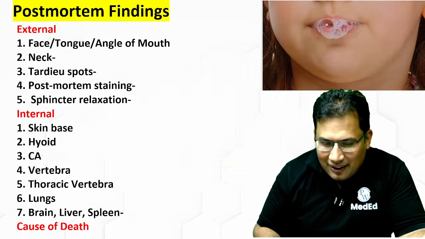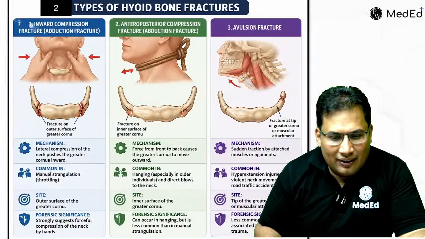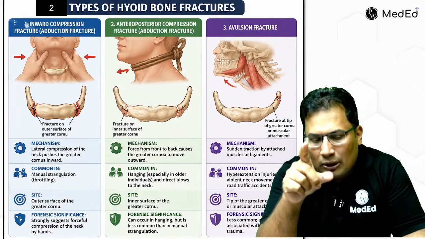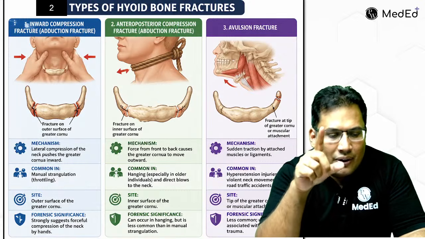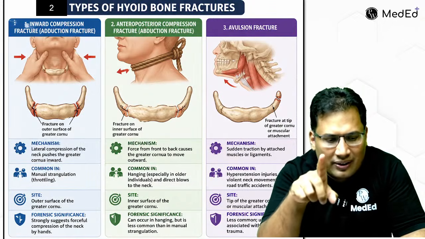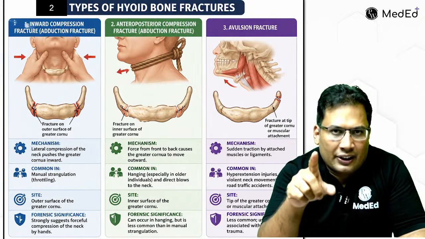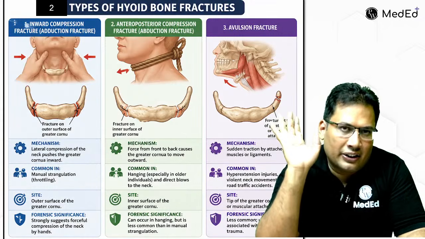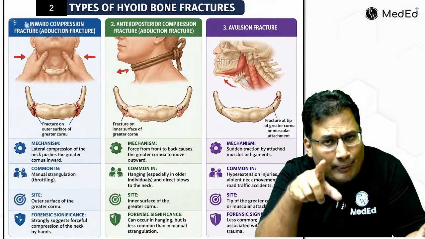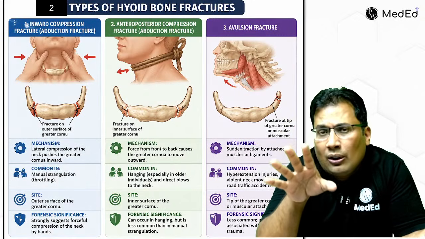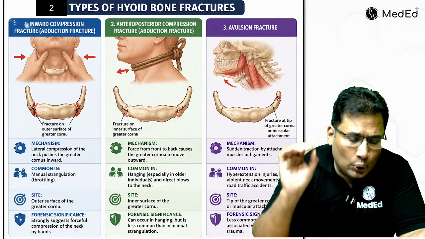Okay, very good. Now types of head bone fracture, a very commonly asked 5 marks question. I'm going to share this with you, so after the class just go through this. There are 3 types of fracture: inward compression fracture, outward compression fracture, avulsion fracture. Inward is common in manual strangulation, outward is common in hanging, avulsion is common in road traffic accident. This we can go through.